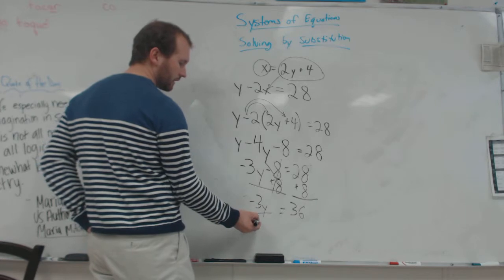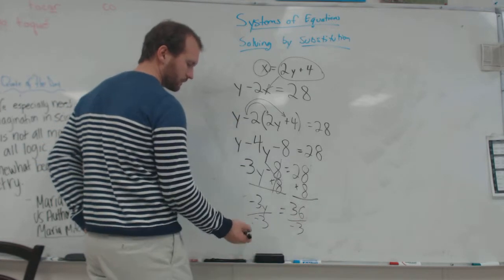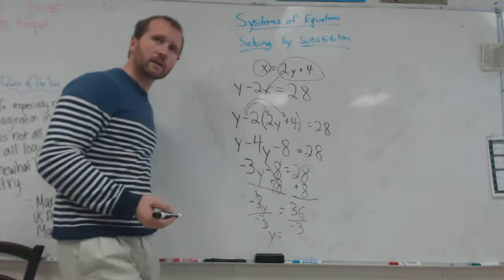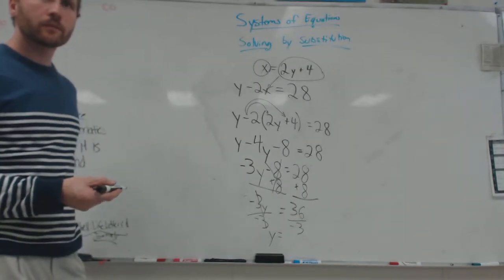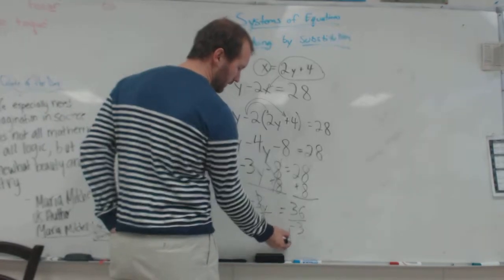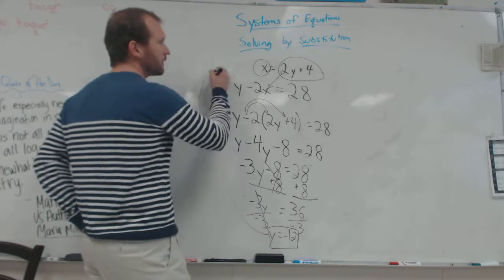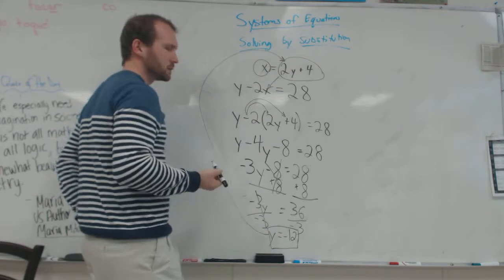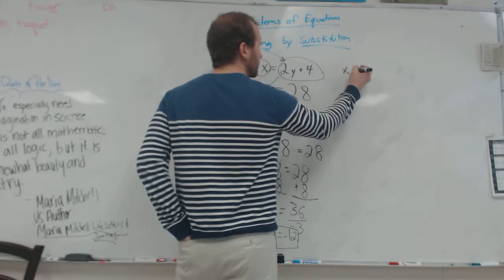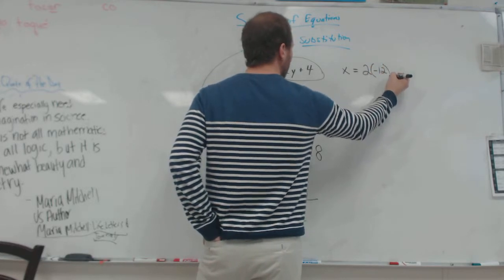Divide both sides by negative 3. Those cancel. I just have y equals, what is 36 divided by negative 3? Negative 12. Now, like Lucas said, there's no x. I have to go find my x. So if y is negative 12, that means that x is 2 times negative 12 plus 4.